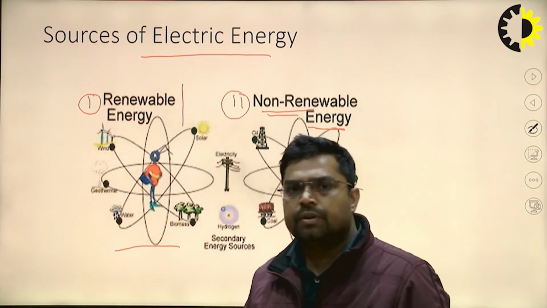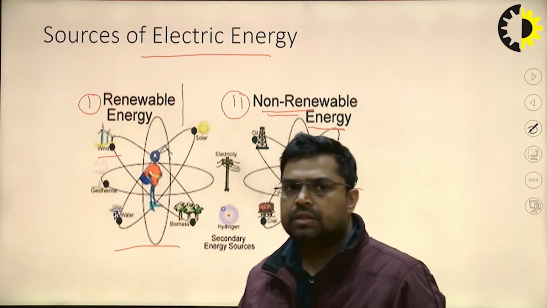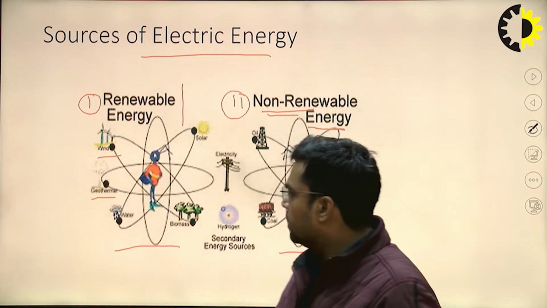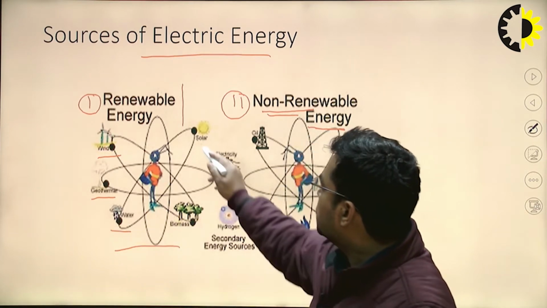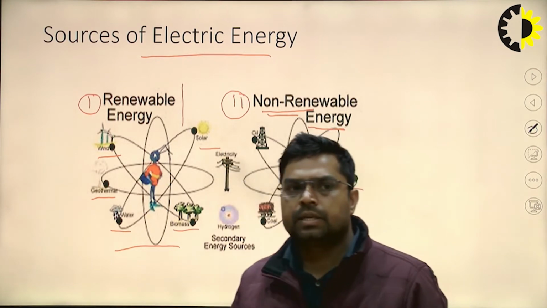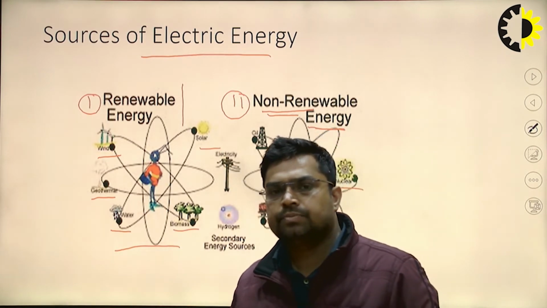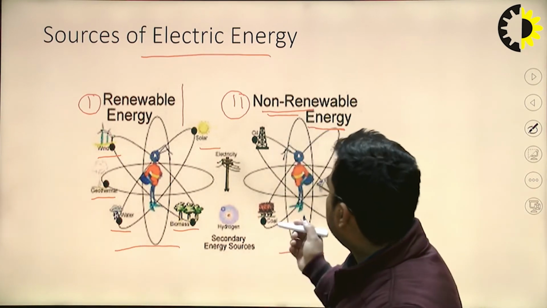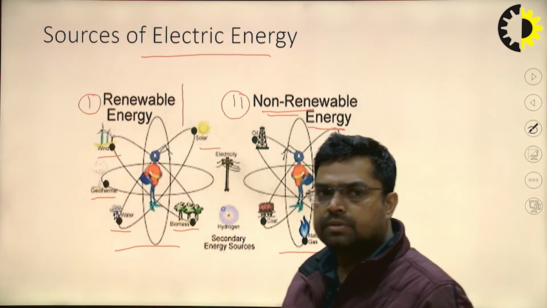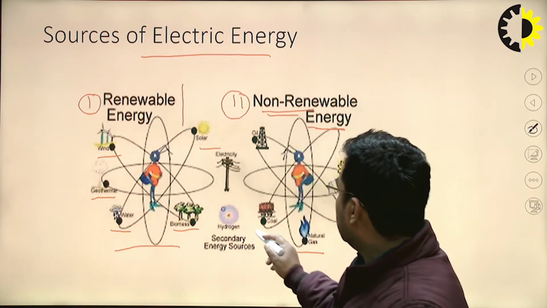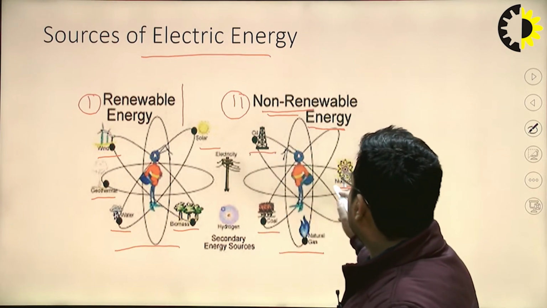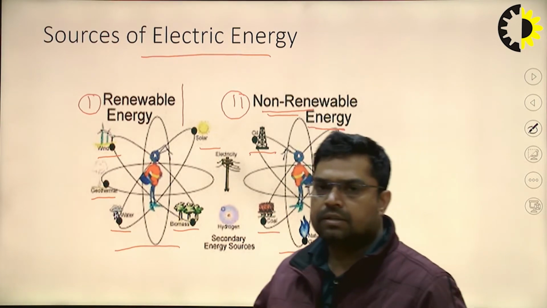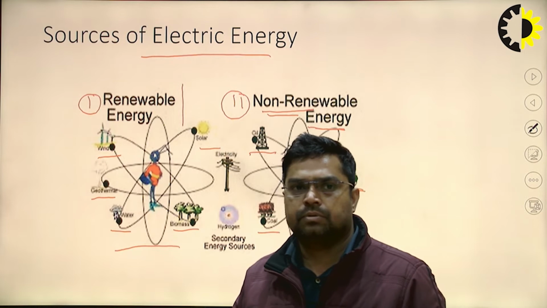If we talk about renewable energy sources, wind is one of them. This is geothermal, this is tidal, solar, wind, biomass. These are some sources of energy categorized as renewable or non-conventional energy sources. If we talk about non-renewable or conventional energy sources, we take coal, oil, this is a nuclear power plant, and natural gas. These are some examples of non-renewable energy sources.